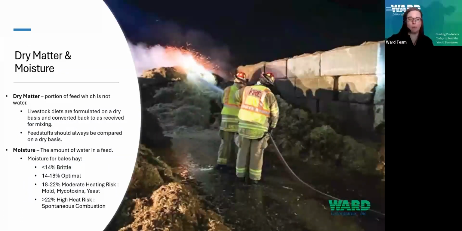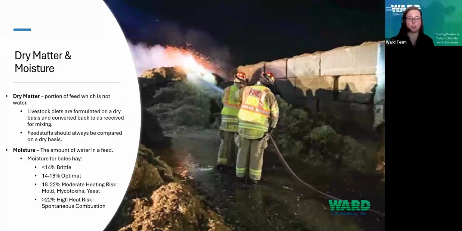Pretty straightforward. Moisture is the amount of water in the feed, and dry matter is everything that's not water in that forage. When we are thinking about forage for beef cattle, especially hay, that's when we're really concerned about the moisture and the dry matter. Whenever we're comparing two hay samples, whether it's to feed or figuring out how we're going to mix it, or silage samples, we want to look at everything on the dry basis.